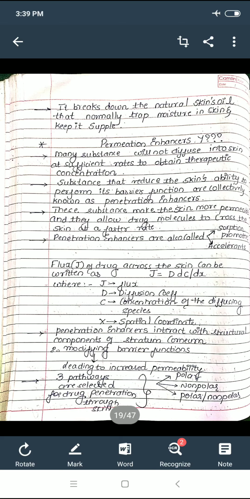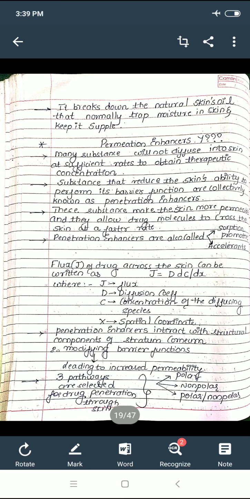Good morning, students. In today's class, we'll move on to the next part of transdermal drug delivery system, that is permeation enhancers. Many substances will not diffuse into the skin at sufficient rates to obtain therapeutic concentration.